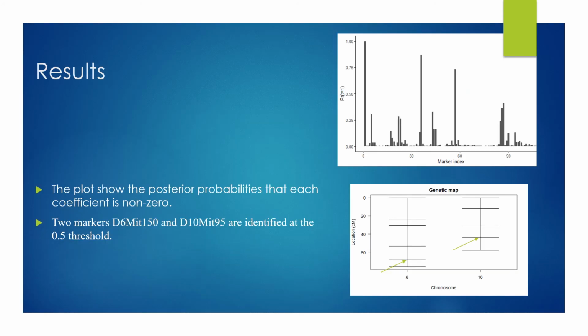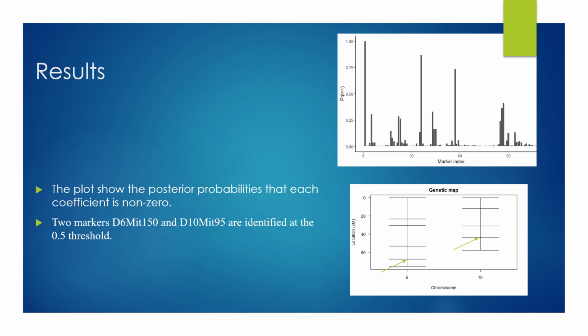Now we come to the results part. As we can see, the plot above shows the posterior probabilities that each coefficient is non-zero. For the first column, it has a probability of 1 because it represents the population mean, which is the intercept term in the regression model. So it must be included in the model with a probability of 1. And then we use a threshold of 0.5 to identify significant markers.